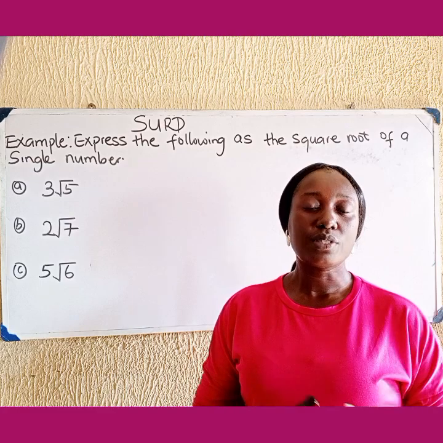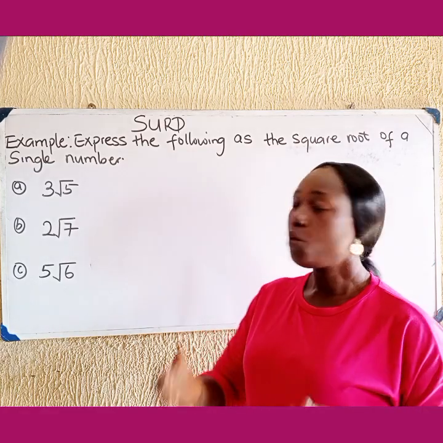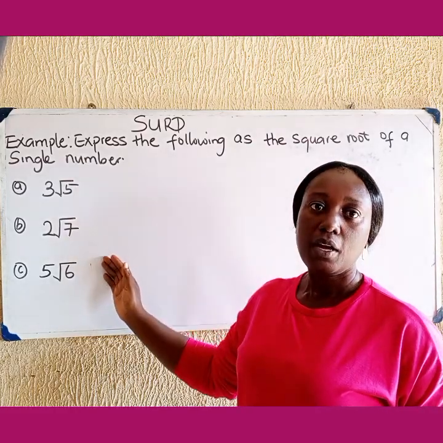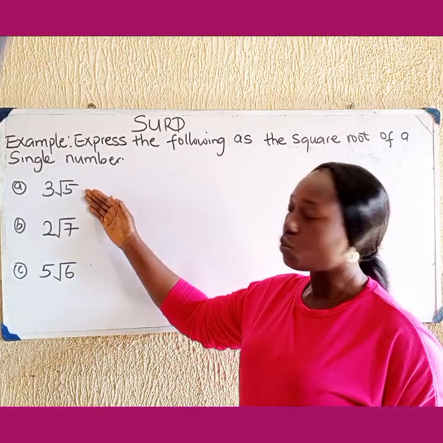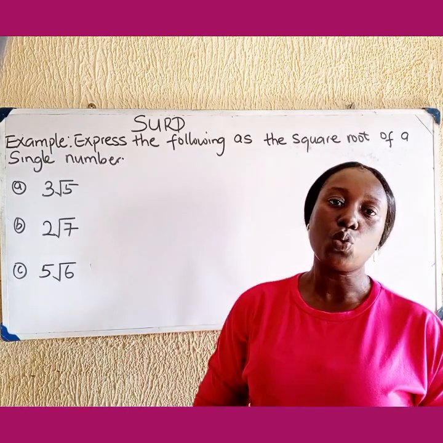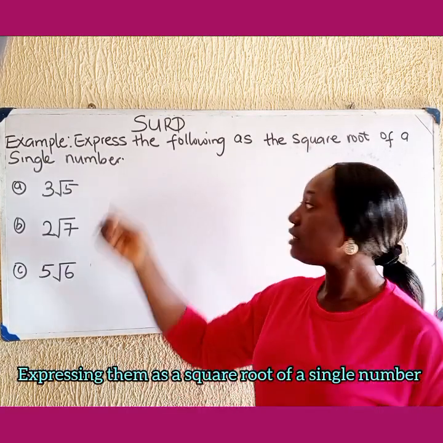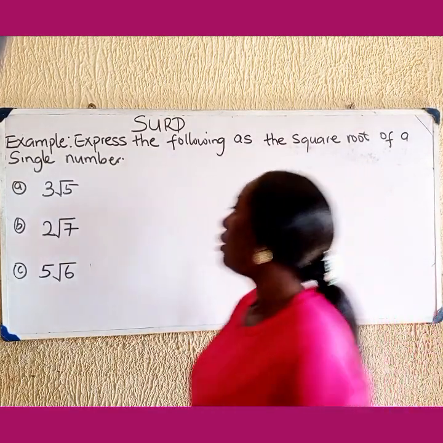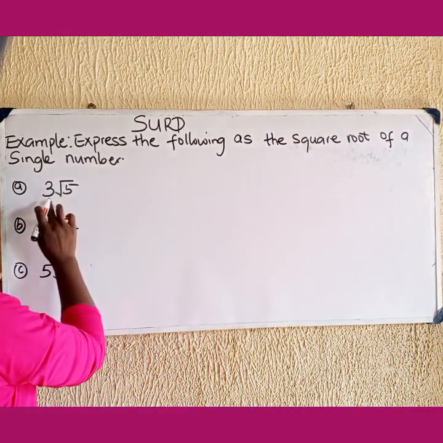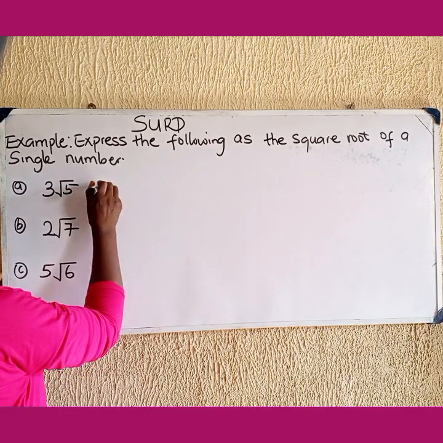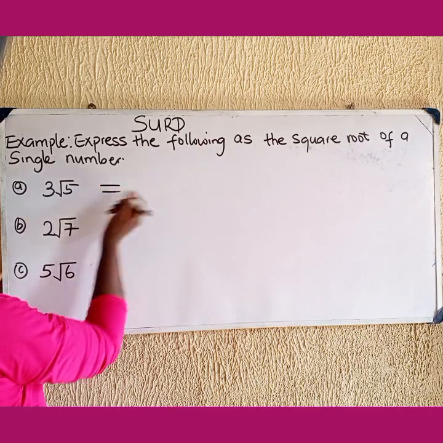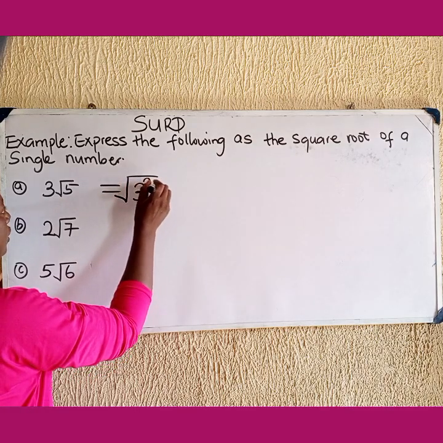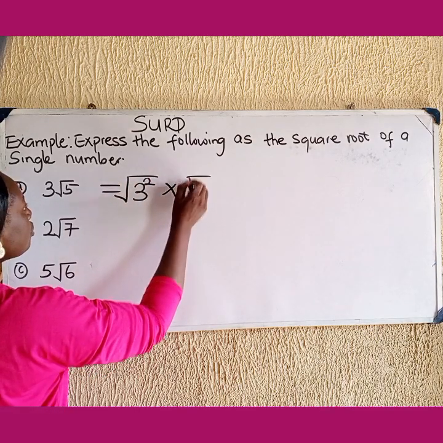Now we have seen how to simplify SOD. And when you simplify SOD, we are going to get something like this. Now we want to take back these ones to be in SOD form. We want to write it back as the square root of a single number. Now we'll solve. This is 3 root 5, so is equal to root 3 squared times root 5.